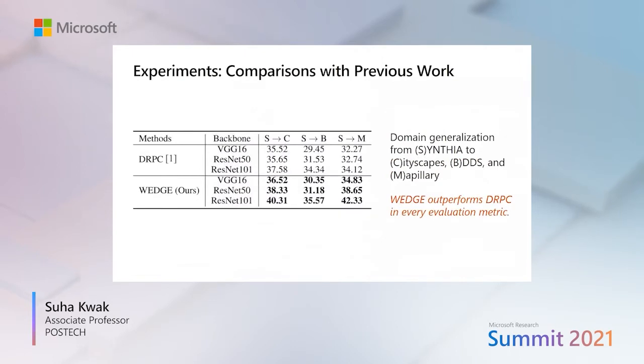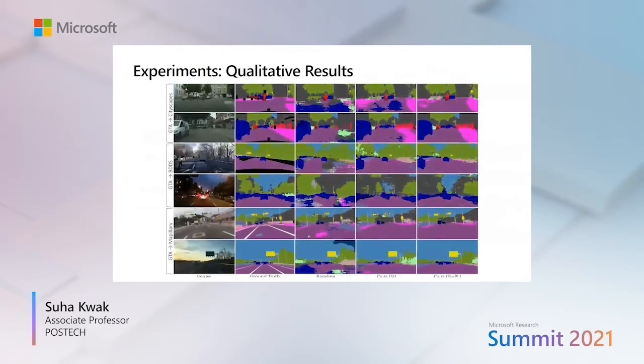Wedge is also compared with previous work in terms of domain generalization from another synthetic dataset called Synthia to the 3 real-world image datasets. In this experiment also, our method beats the previous work completely. And these are qualitative results of our method. Here the baseline indicates the same segmentation network trained only on the synthetic dataset without considering domain generalization.